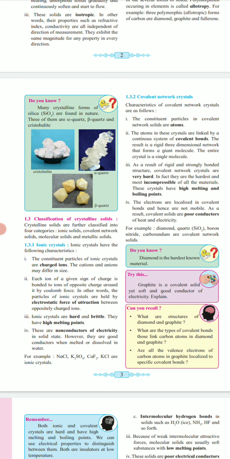These crystals have high melting and boiling points. The electrons are localized in covalent bonds and hence are not mobile. As a result, covalent solids are poor conductors of heat and electricity. For example, diamond, quartz, SiO2, boron nitride, carborundum are covalent network crystals.